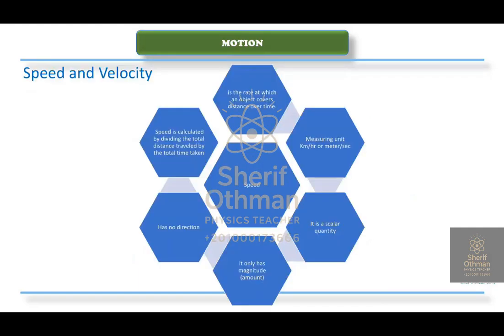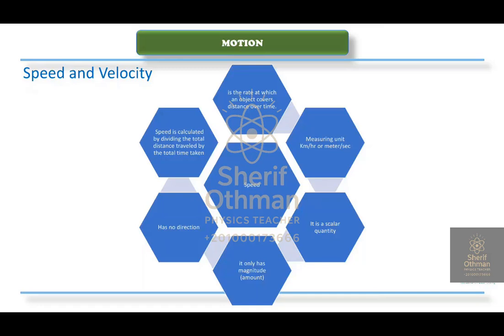So moving to a new term, guys, which is speed and velocity. What is the difference between speed and velocity? Let's say that speed depends on distance, while velocity depends on displacement. So, as the speed depends on distance, the speed is a scalar physical quantity, exactly like distance. While as velocity depends on displacement, the velocity is a vector physical quantity, exactly like displacement. So the difference between them is only the direction.